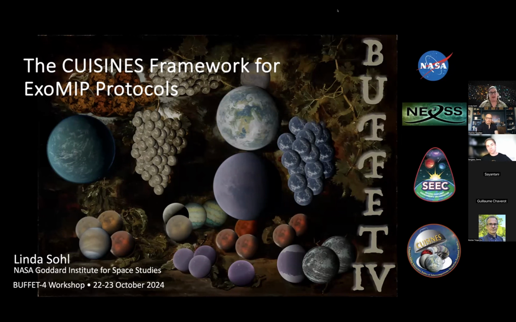Okay. So I am going to talk to you folks a bit about this CUISINES framework for the protocols. As Dennis mentioned, the paper was finally published a few months ago. And for those of you who are veterans of CUISINES, this will be familiar turf, but for the folks who are new to CUISINES, welcome. And I hope you'll find this informative for your planning for the future.